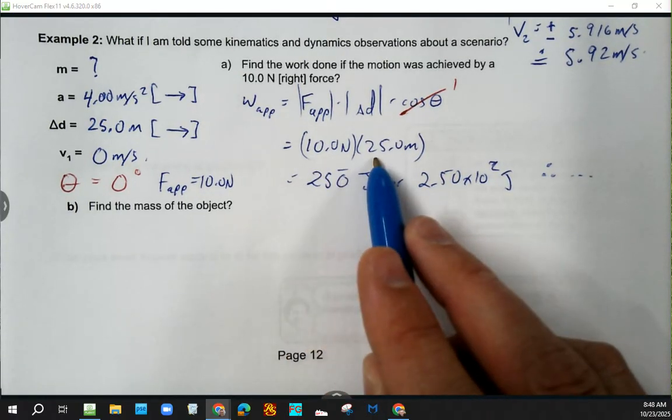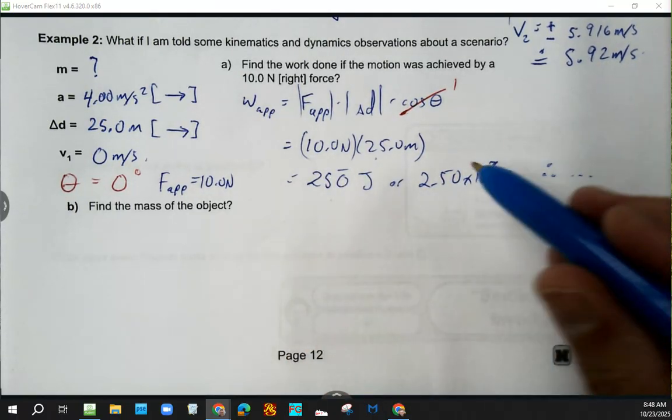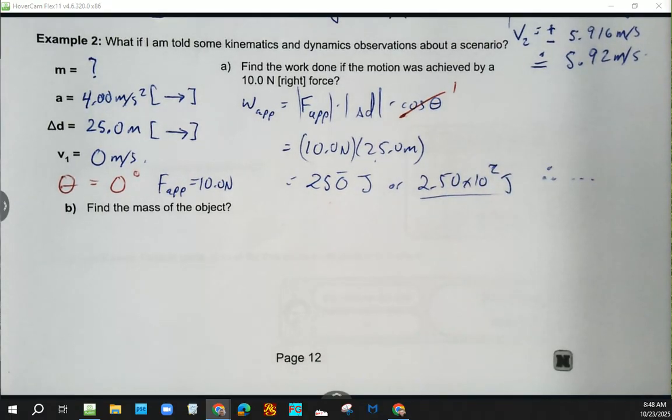So 10 times 25 is 250. And this is scientific notation. Yep, just to highlight the sig figs.